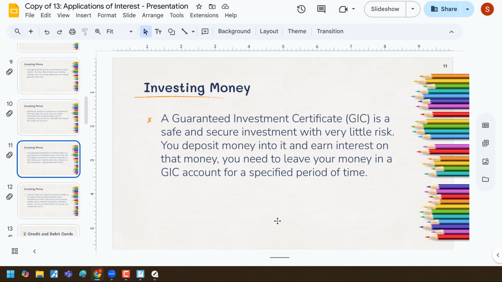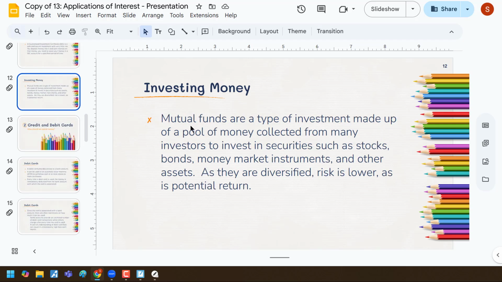A guaranteed investment certificate is a safe and secure investment with very little risk. You deposit money into it and earn interest on that money. You need to leave your money in a GIC account for a specified period of time. Mutual funds are a type of investment made up of a pool of money collected from many investors to invest in securities such as stocks, bonds, money market instruments, and other assets. As they are diversified, risk is lower, as is potential return.